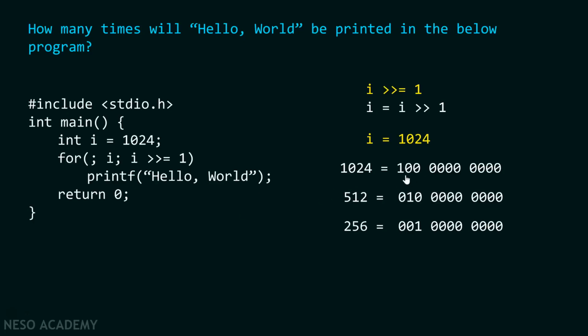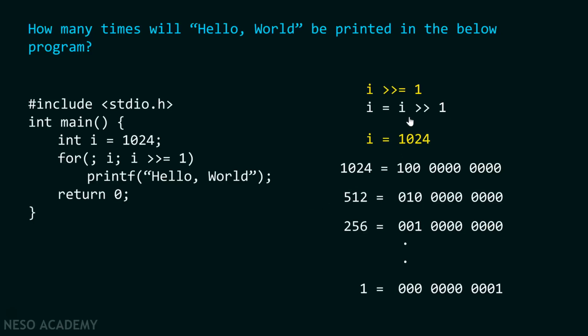If we observe carefully to these bit patterns, we can clearly see that when this bit, that is 1, is at this position, then hello world will be printed 1 time. When 1 is in the second position, then hello world will be printed 2 times. When 1 is in the third position, then hello world will be printed 3 times. Now we can clearly observe that when this 1 reaches at the last position, that is at 11th position, this means that up till now hello world is printed 11 times.